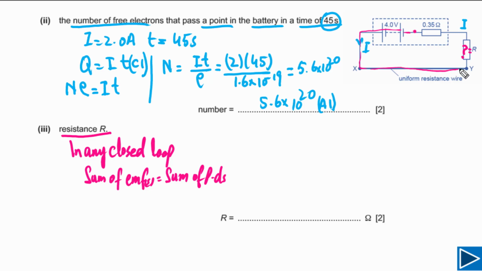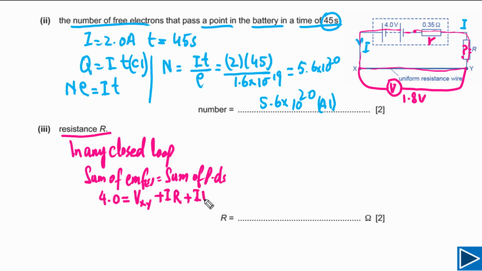If we look at this closed loop now, we can first draw this loop. This is just one loop, so let's redraw this one loop. In this loop, we only see one EMF, and that is 4.0 volts. Now, if we go across this wire, potential difference across this wire is given in the question, and the value of that is 1.8 volts. So we can simply say VXY, potential difference across this wire, plus the potential difference across capital R resistor, and we can say this resistor is small r because this is internal resistance. We can denote this one with small r. So this is I times r.